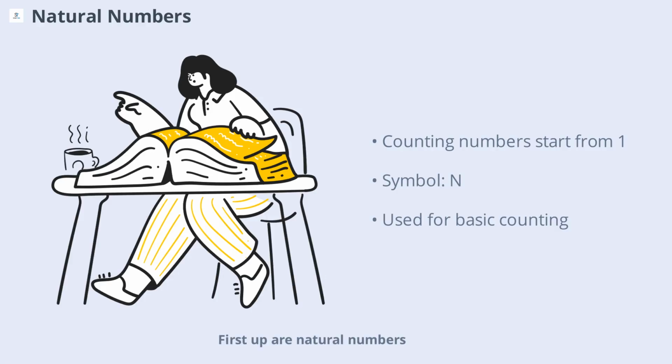First up are natural numbers. These are the basic counting numbers we use every day: 1, 2, 3, and so on. They're denoted by the symbol N, and natural numbers are the building blocks of mathematics, used for counting objects, ordering, and basic arithmetic. Whenever you count apples, steps, or books, you're using natural numbers. They start from 1 and go on infinitely. Understanding natural numbers sets the stage for learning about more complex types of numbers.